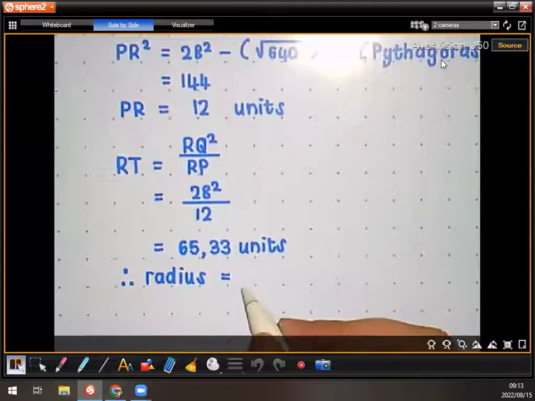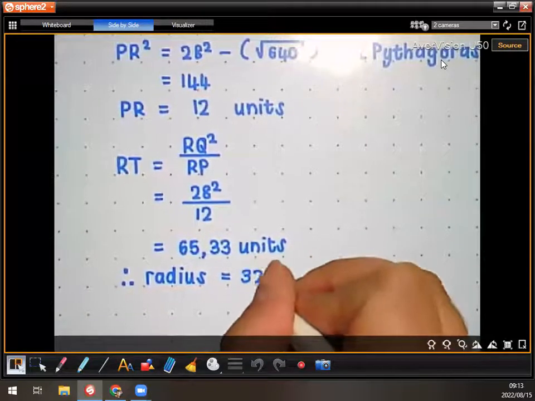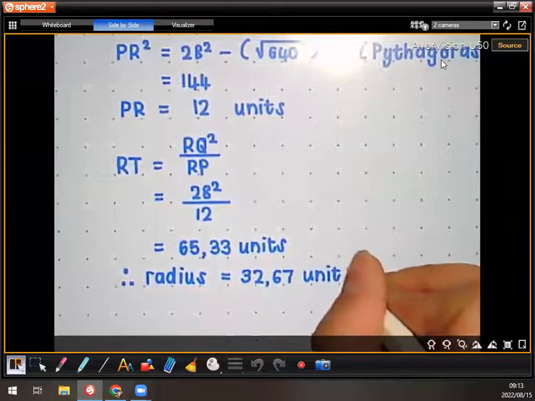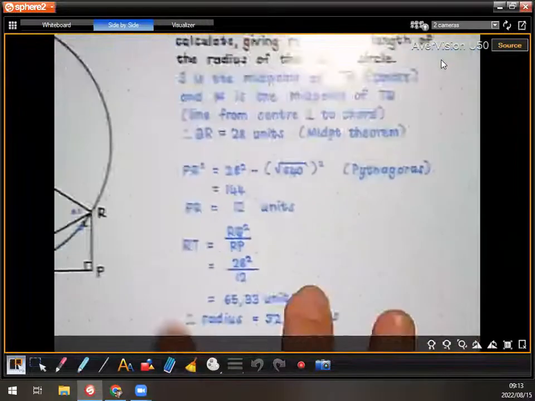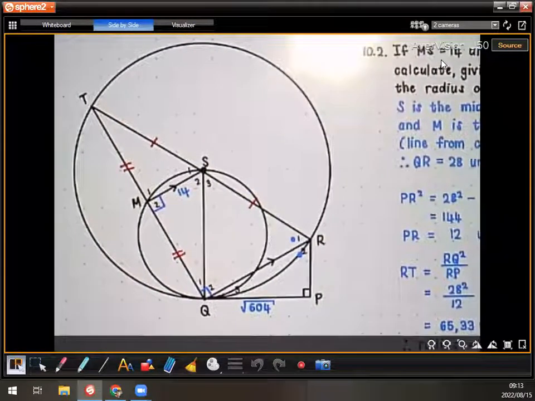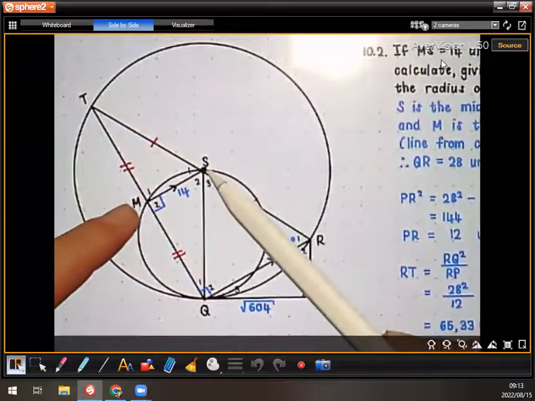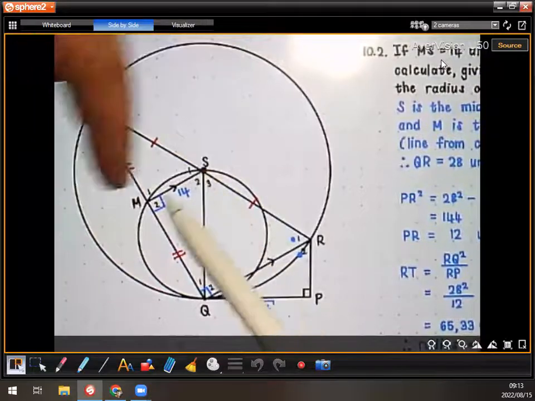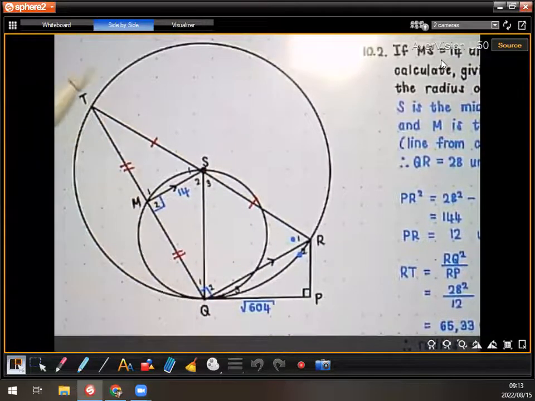Just quickly, what's this answer here? Thank you. Yes? Is it the same as the bigger circle? So is MS a chord for the bigger circle? No, it's not a chord. So MS is a chord for the smaller circle, but it's a line from the center of the bigger circle to a chord of the bigger circle. So TQ is the chord that I'm looking at.